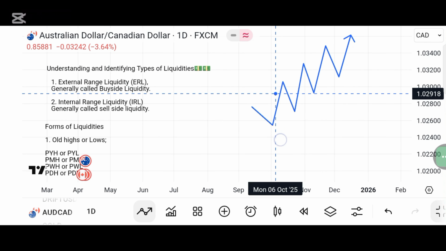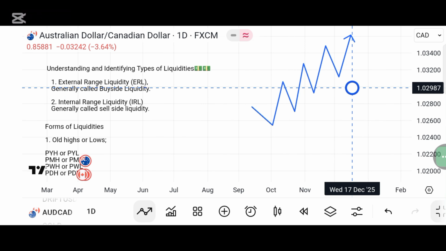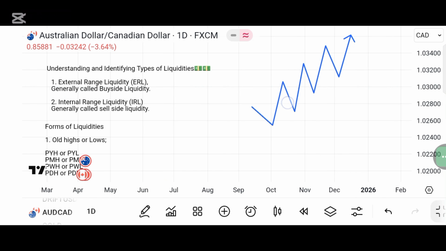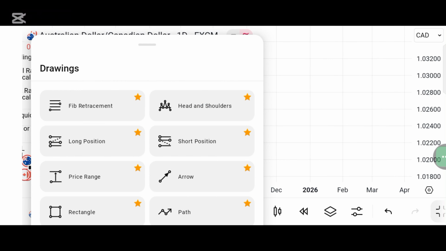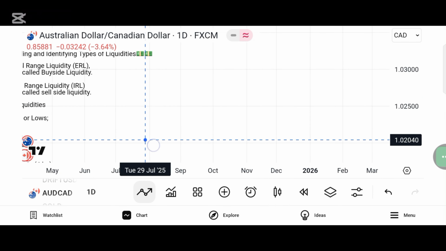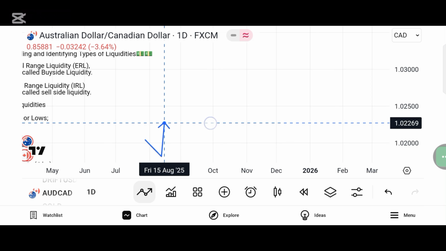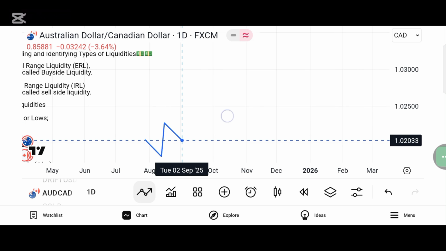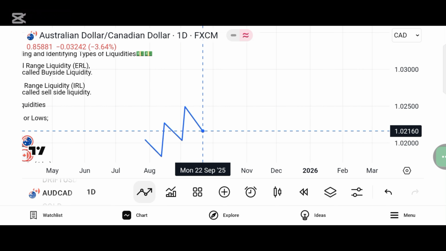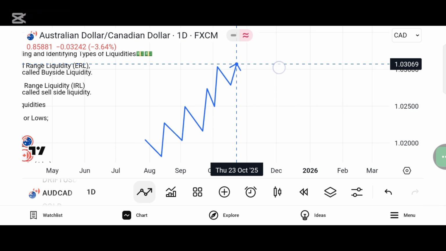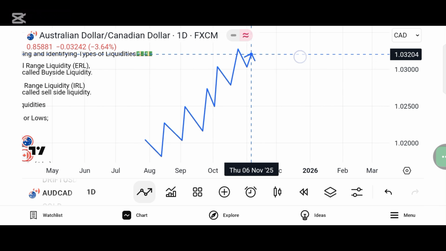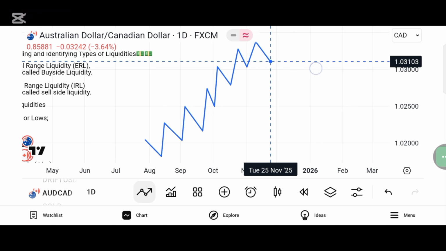Let me do an illustration. Just watch, let me draw something for you before I explain. Let me shift this to one side. Just be patient with me, I want you to understand this. Let's say we are in an uptrend market, and the market is going up, going up, going up, up to this level.